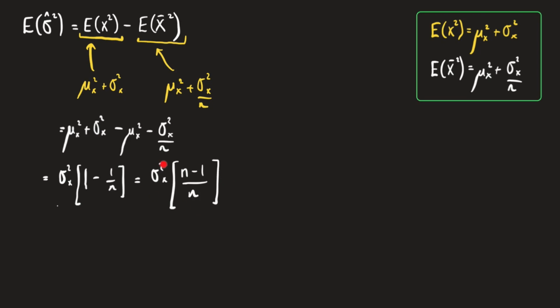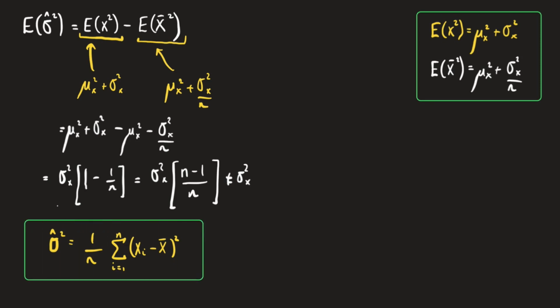Now that is not equal to the true variance of x. So we've shown that our estimator sigma hat squared, which remember is equal to 1 over n times by the sum from i equals 1 to n of xi minus x bar squared, we've shown that that is a biased estimator of the variance of x.